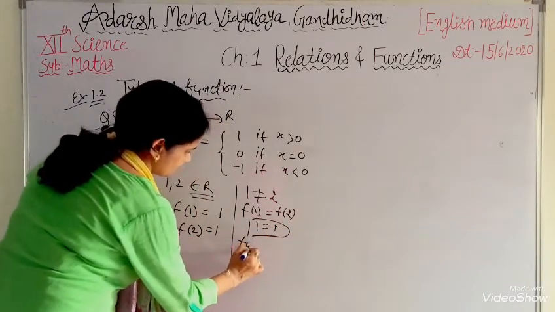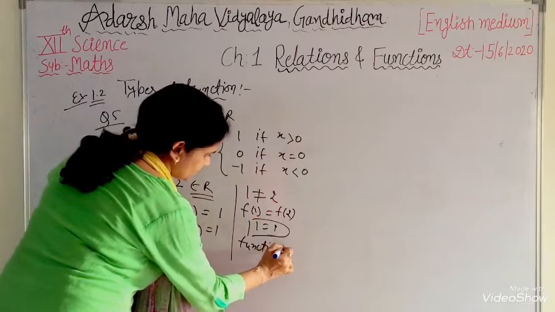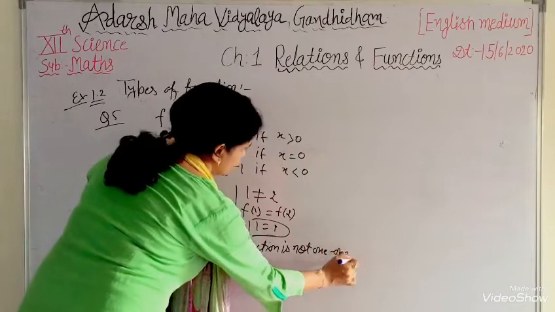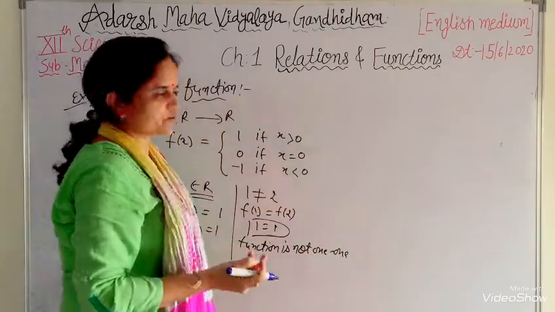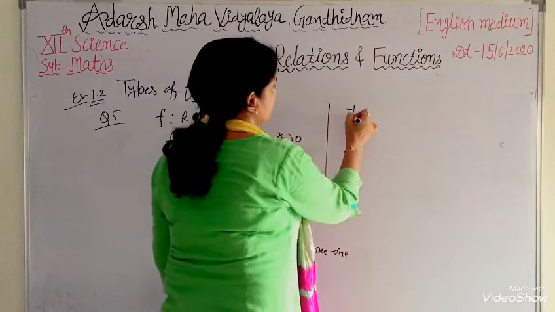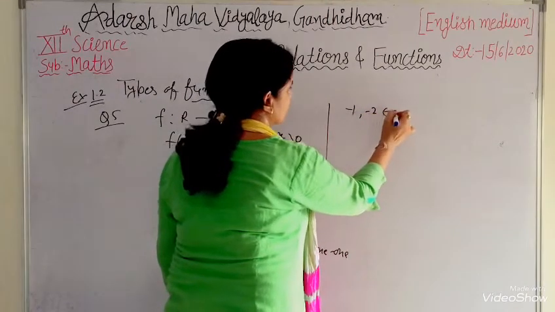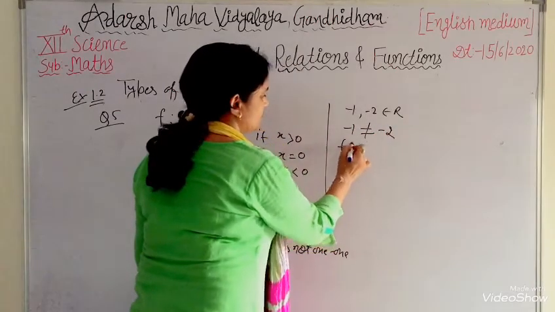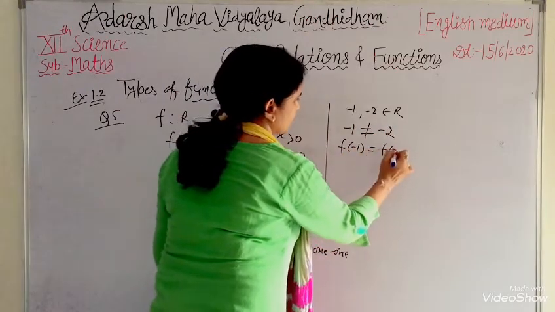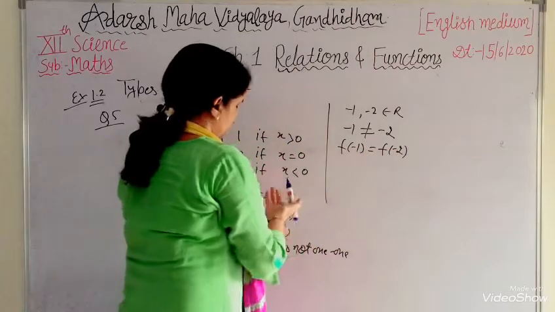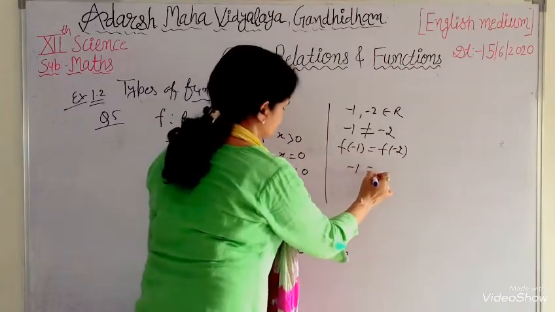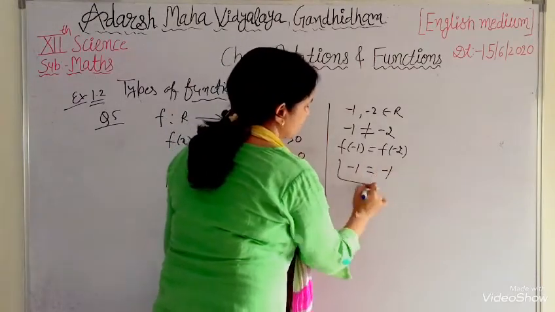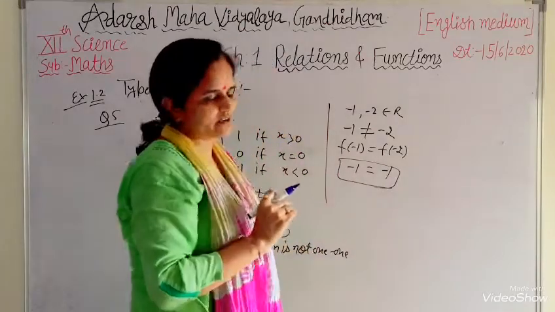So if we take 1 and 2 belonging to R, image of 1 is 1, image of 2 is also 1. Here student, 1 is not equal to 2, but image of 1 is equal to image of 2. Function is not one-one. You can take negative elements, student. If you take minus 1 and minus 2 belonging to R, here minus 1 is not equal to minus 2, but the images are equal. Image of minus 1 is minus 1 and image of minus 2 is also minus 1.